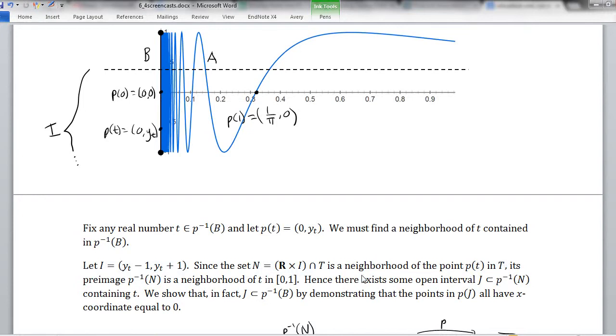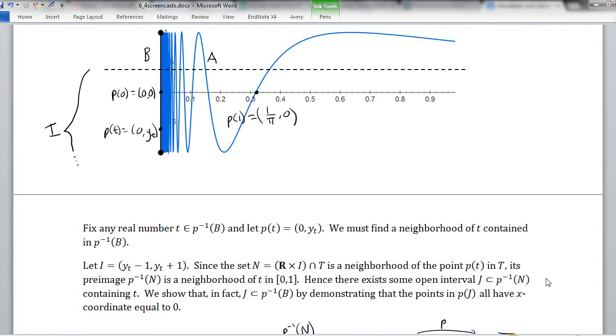Well, it certainly contains p(t), because the y-coordinate of p(t) is definitely contained in I, and p(t) is certainly in capital T. So it contains the point p(t), and moreover it's open in T because R cross I is open in R2. So since N is a neighborhood of p(t), and we know that p is continuous, we know that the preimage of N is a neighborhood of t.